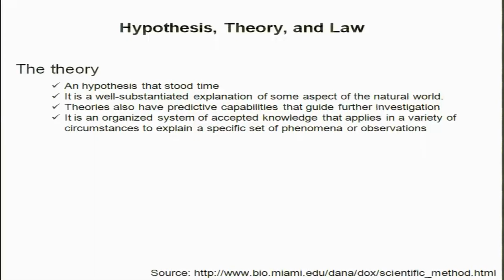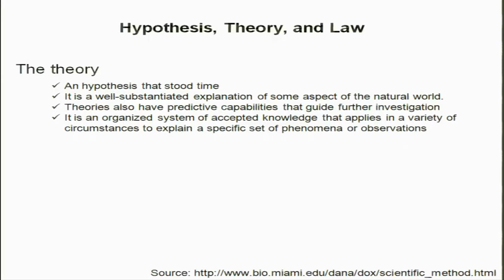For example, when you talk about Darwin's contribution, the theory of natural selection is not something that one can test in the lab. It is difficult, right? But now you have so many different observations that have come from multiple groups for over 100 years, so that this is a theory. Whatever hypothesis you proposed is very attractive, and still that is the only explanation that we can give. Therefore, it becomes a theory. It's an organized system of accepted knowledge. The vast majority of practicing scientists say that that's the best explanation and it fits whatever observation you get, and this applies in a variety of circumstances to explain a specific set of phenomena or observations. So therefore it becomes a theory.